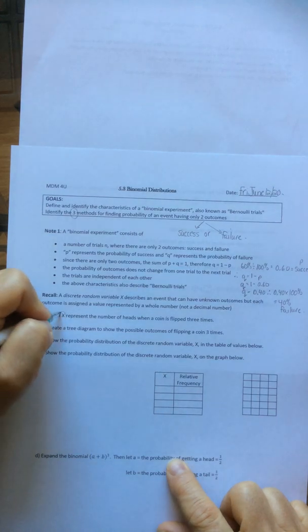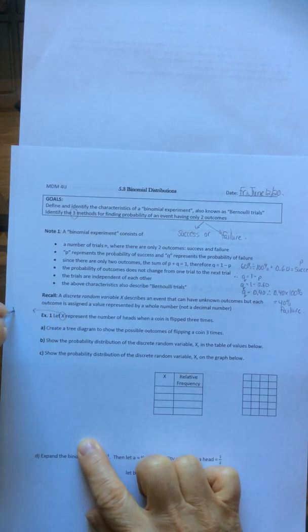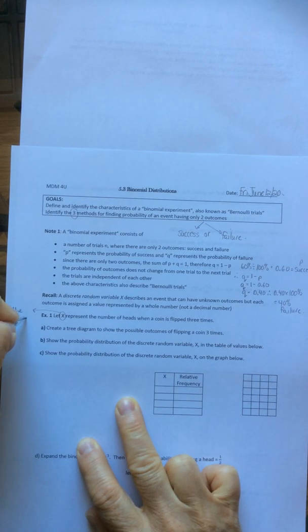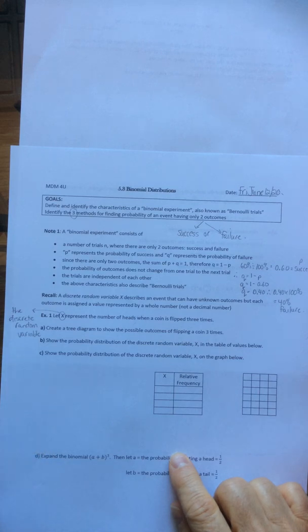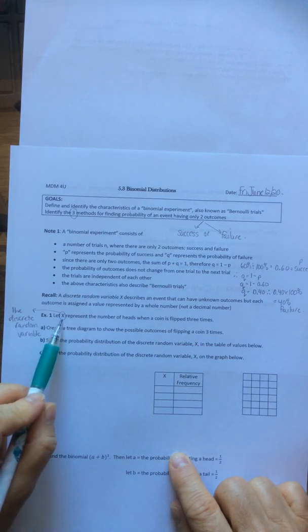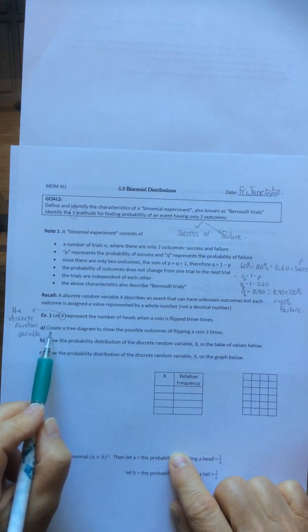Let x, the discrete random variable, represent the number of heads when a coin is flipped 3 times. Now you can think of this as outcomes, right? So what are the possible outcomes? In 3 flips, you could get 0 heads in total, you could get 1 head, you could get 2 heads, or you could get 3 heads. So really, I've just described the x values as being 0, 1, 2, 3, where each of those numbers represents the total number of heads that I would possibly get when the coin is flipped 3 times. Okay, so we're going to talk about the probabilities in different ways.